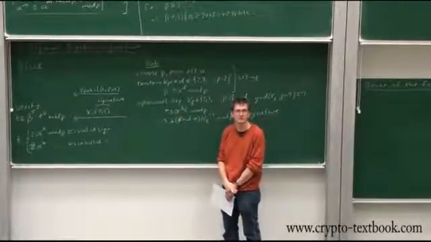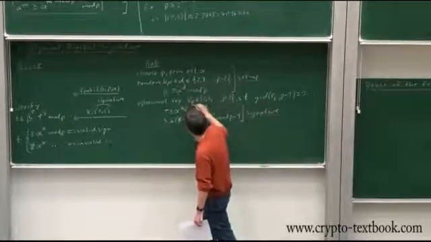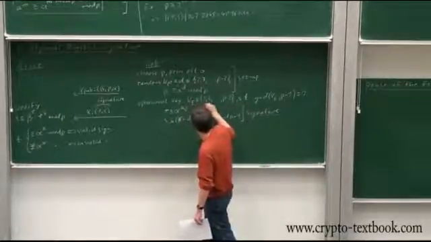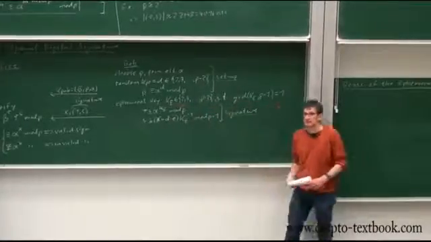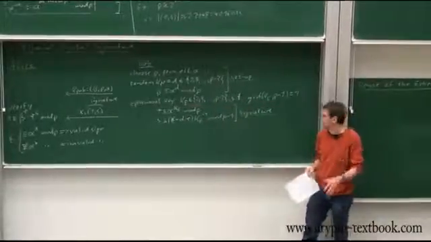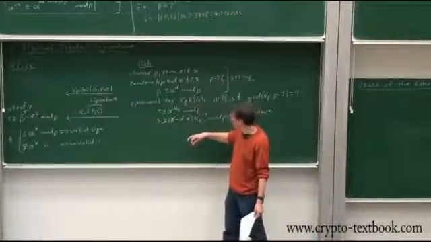What is that called? Square and multiply. So this is one exponentiation, which is not good. This is pretty intense. And what does Bob have to do to compute S?